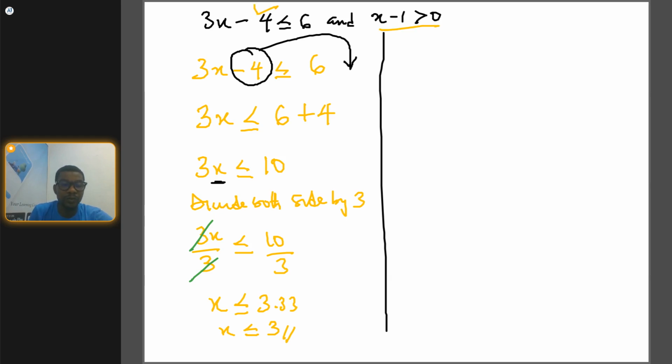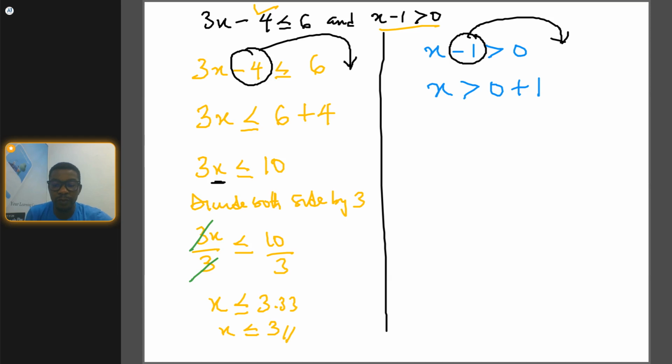Now let's solve the second one. Then when we are done solving, we'll bring their responses together. x minus 1 is greater than 0. By collection of like terms, if minus 1 moves to the other side, what are we going to have in the other side? Response. Plus 1. Thank you for your response, Emmanuel. So we have x is greater than 0 plus 1. That is x is greater than 1. Now we are done solving this also.